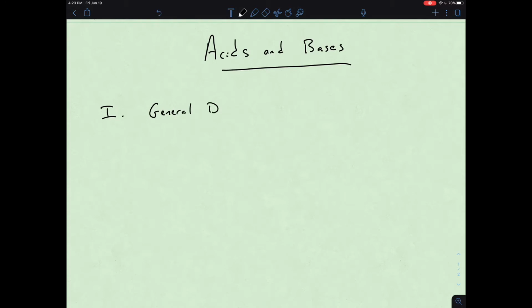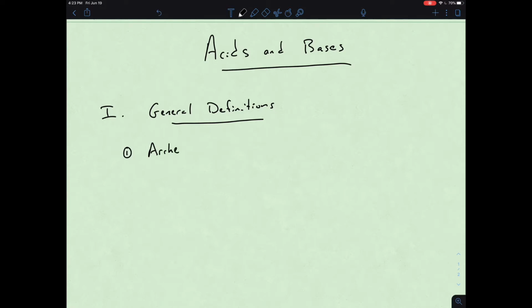Welcome, Gen Chem Nation. Today in this module we are beginning to talk about acids and bases. And so, to begin, we need to have some general definitions for what an acid is, what a base is, and unfortunately there's actually more than one set.